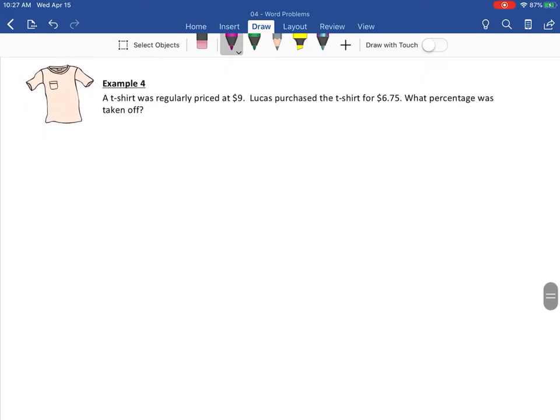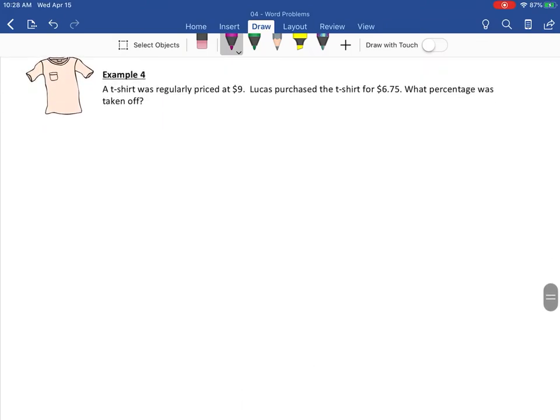2 more examples to go. A t-shirt was regularly priced at $9. Lucas purchased the t-shirt for $6.75. What percentage was taken off? Now, this is a little bit confusing question, but the important thing is the unknowns. Let P be the percentage. And there's a little problem in this question that we'll deal with at the end, but I'll just put let P be the percentage, and we'll deal with that then.